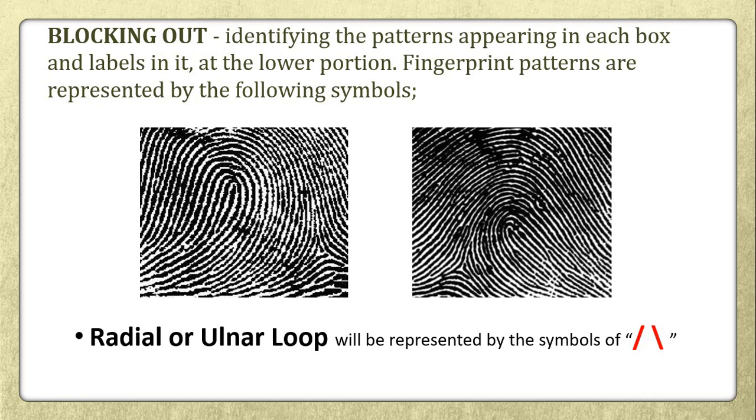Because by knowing the origin of the loop, either from the left or from the right hand, you will be able to know if it is radial or ulnar. So if the looping of the loop tends to go to the direction of the little finger, that is ulnar. If the direction of the loop tends to go to the thumb, that is radial, because your little finger has the ulna bone, and your thumb has the radial bone.